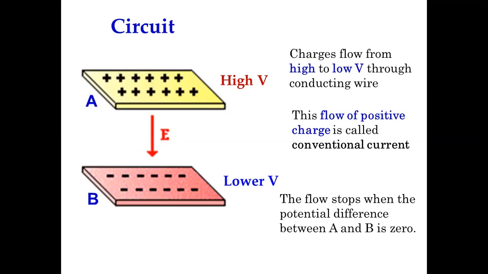Now, in a circuit, the charges go from higher voltage towards lower voltage, and this flow of positive charge is called the conventional current. It happens like the positive charges are moving towards the negative, from higher concentration to lower, and they keep on moving until the potential difference between A and B, from the higher source to the lower source, becomes zero.